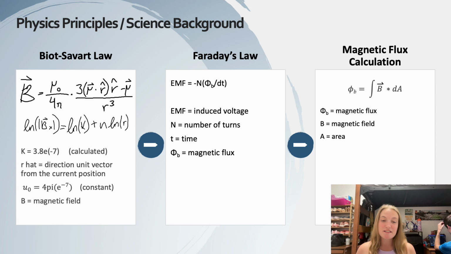So the physics principles and science background of this experiment are the Biot-Savart law, which will help us calculate the magnetic field. Also Faraday's law, which relates voltage with the number of spins in a ring, the time, and the magnetic flux, and also the magnetic flux calculation, which is the integral of the magnetic field per area.